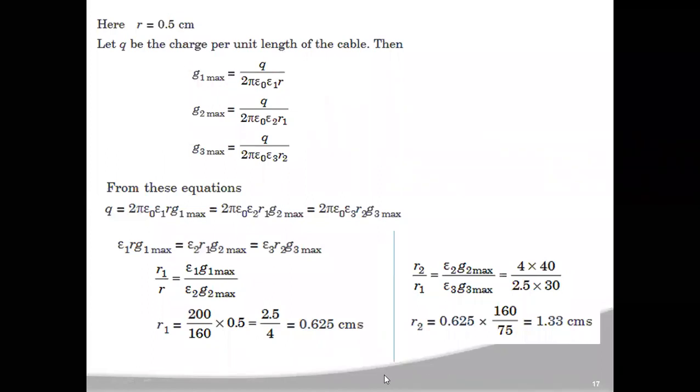So G1 max value will be equal to Q by 2 pi epsilon naught epsilon 1 R, and G2 max will be Q by 2 pi epsilon naught epsilon 2 R1. G3 max will be Q by 2 pi epsilon naught epsilon 3 R2. So these are the maximum potential gradients for all the three layers. Here you are having three layers. So for the first layer you have Q by 2 pi epsilon naught epsilon 1 R as the maximum value, for the second, G2 max is Q by 2 pi epsilon naught epsilon 2 R1, and for the third it is G3 max, which is equal to Q by 2 pi epsilon naught epsilon 3 R2.